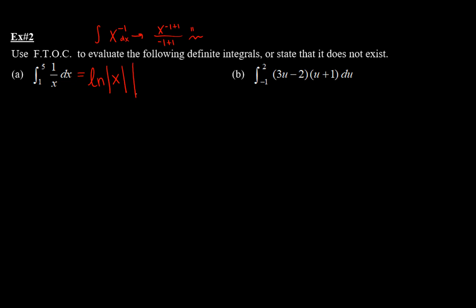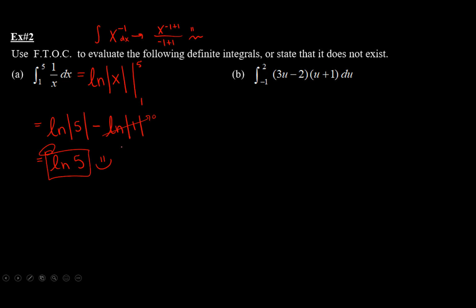Okay, and I don't need to do the plus c because I'm evaluating it from 1 to 5. So let me go ahead and plug that in. I'm going to have the natural log of the absolute value of 5 minus the natural log of the absolute value of 1. Well, 5 is already positive, so this would just be the natural log of 5. And then the natural log of 1 is 0. So natural log of 5 minus 0 is just the natural log of 5.